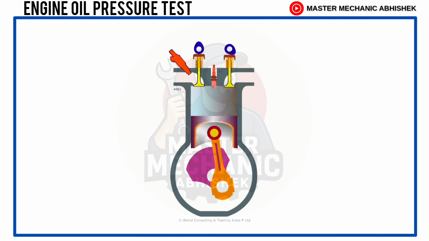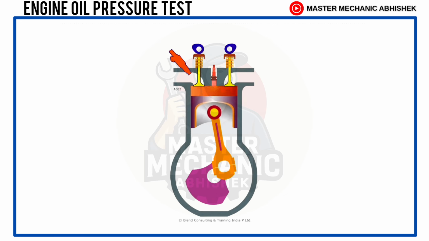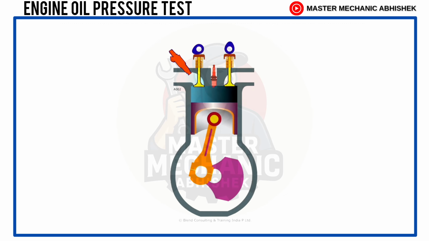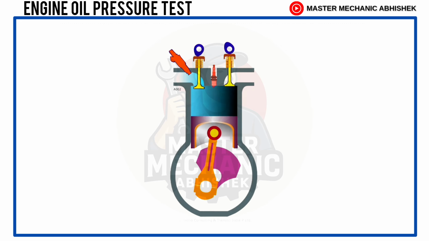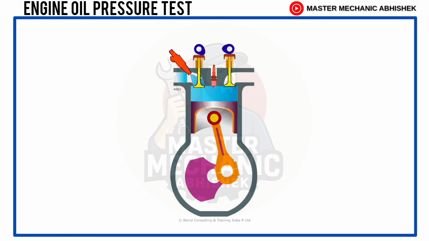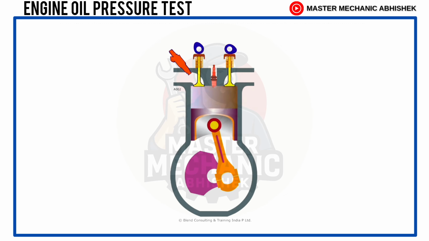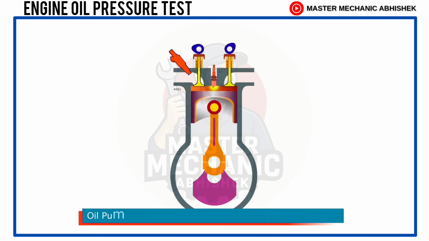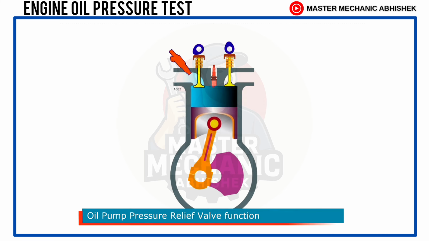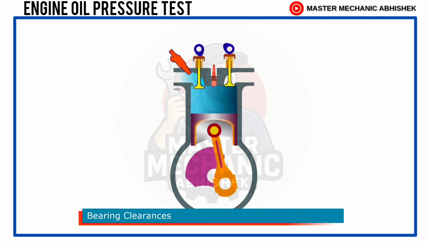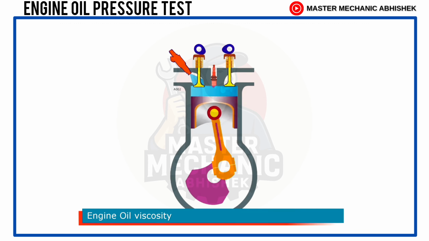Engine lubrication system uses an oil pump which pushes the oil from the sump to all the engine components needing lubrication. Proper engine oil pressure is an indicator of the conditions such as oil pump pressure relief valve function, bearing clearances, and engine oil viscosity.